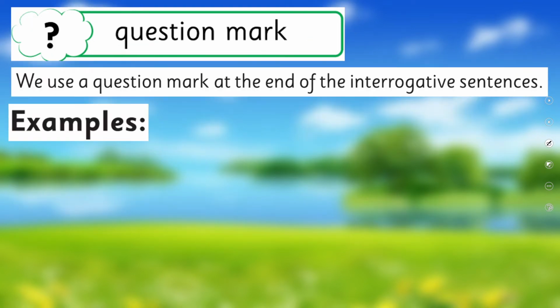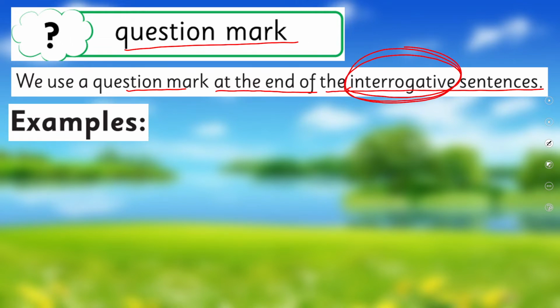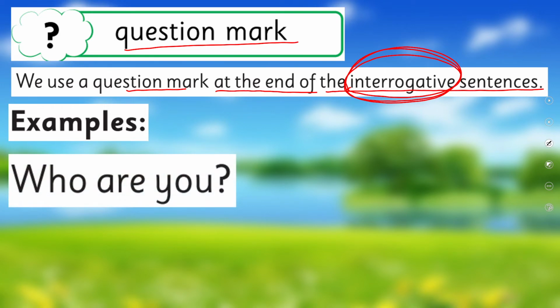The next punctuation mark is the question mark. We use a question mark at the end of interrogative sentences. It means we are inquiring, asking about something, then we put a question mark. For example, who are you?